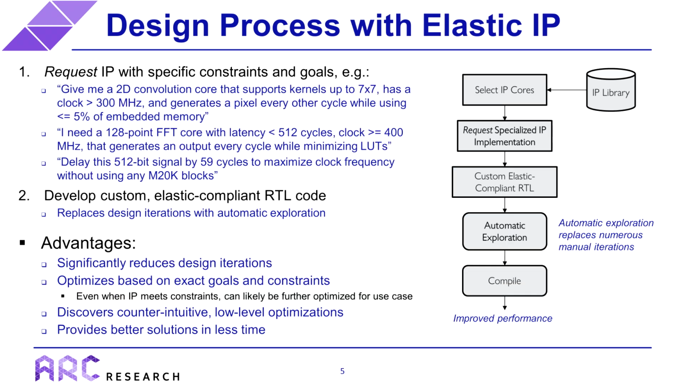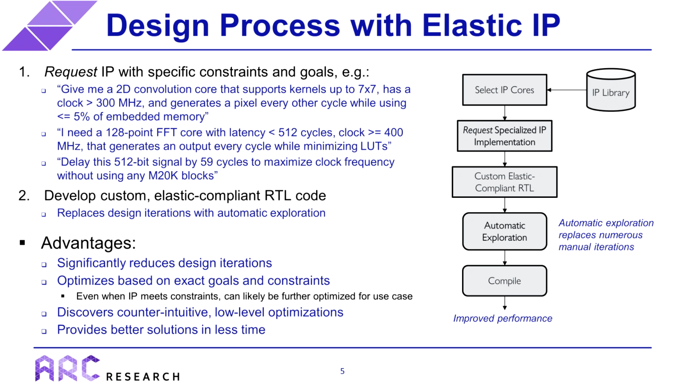Now this slide shows how the design process changes when using Elastic IP. The main flow is largely similar, but with a key difference. So instead of selecting from a set of provided IP trade-offs, with Elastic IP, you request an IP implementation with specific constraints and optimization goals.